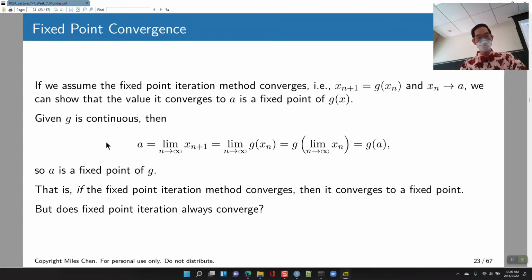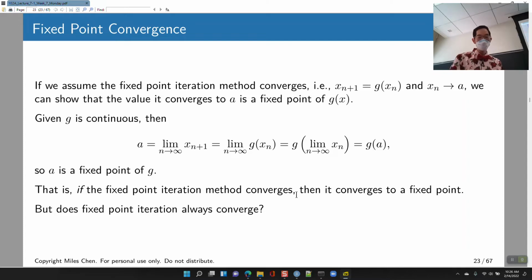All right, so we're going to say a is the limit as n goes to infinity of x at time n plus 1. This thing, x at time n plus 1, is defined as g applied to x at time n, and so the limit as this goes to infinity is going to be g applied to the limit of whatever the value of xn is. We're assuming that xn converges to a, and therefore a equals g of a, so a is going to be a fixed point of g, okay? But that's under the assumption that this fixed point iteration even converges, okay?